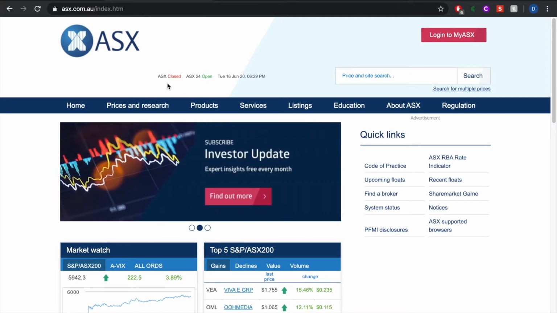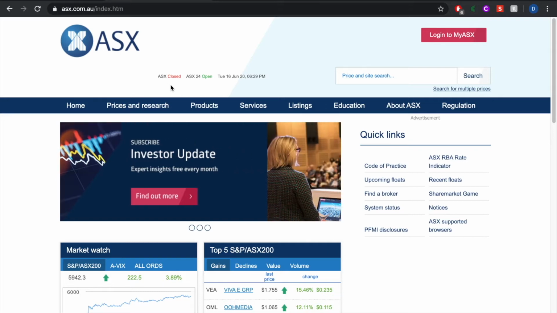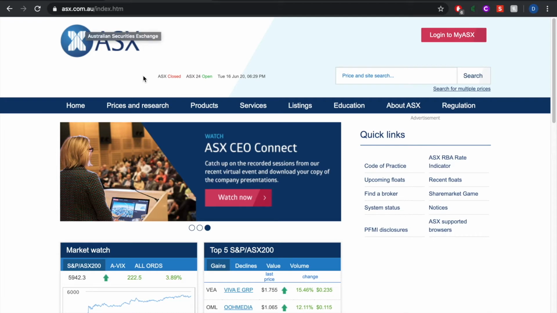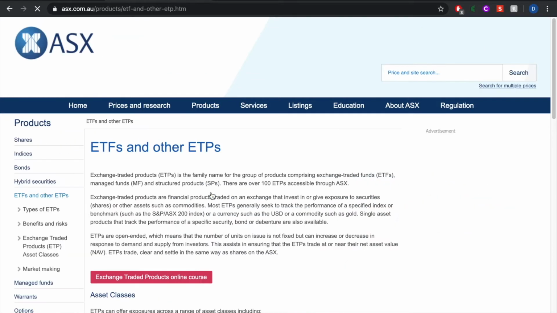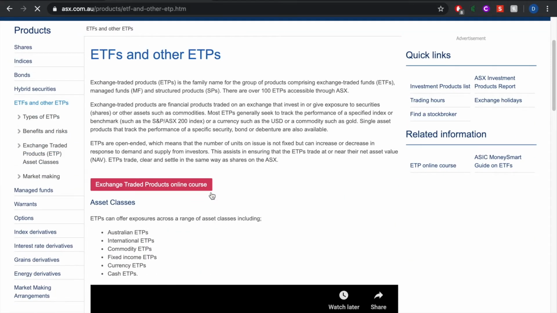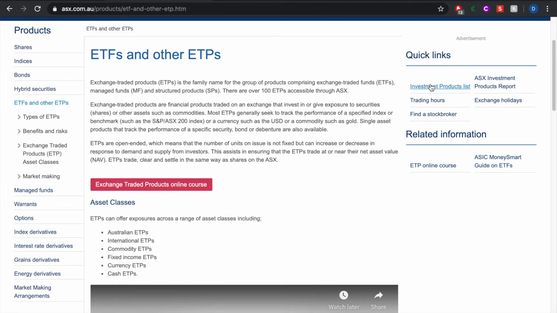For example, if you don't know what ETF to buy, you could always go to the ASX website, go to Products, ETFs and other ETPs. Click on that, and then you can go to the investment product list.